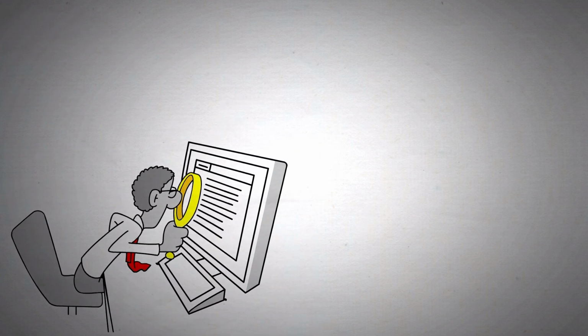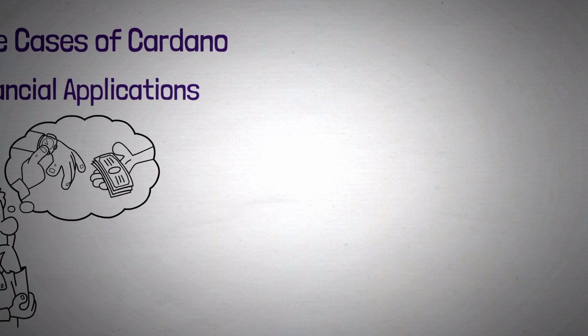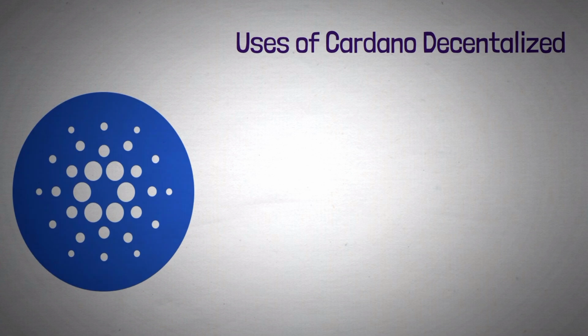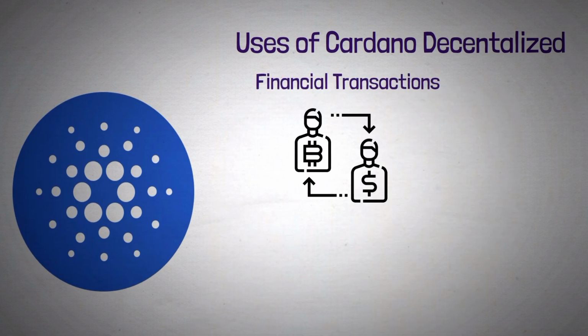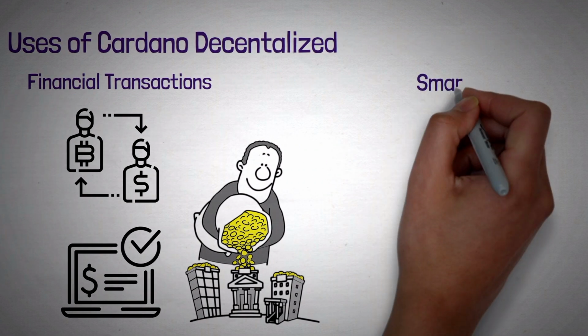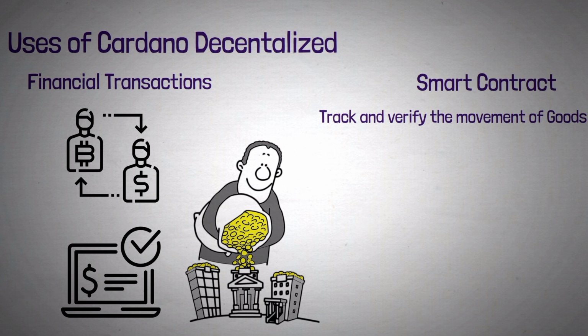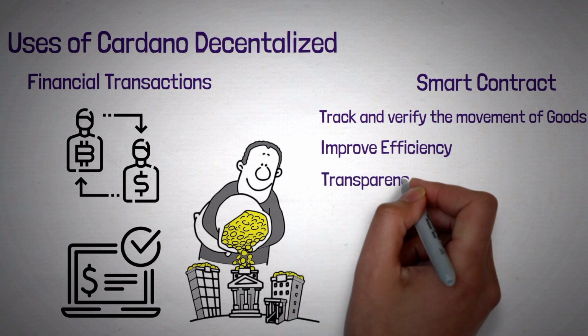So let's quickly dive into some of the use cases, or I should say potential use cases, of Cardano. Financial applications. Cardano's decentralized and secure platform can be used to facilitate financial transactions such as peer-to-peer payments, remittance, and asset management. Supply chain management, another use case. Smart contracts on Cardano can be used to track and verify the movement of goods through a supply chain, improving efficiency and, most importantly, transparency.